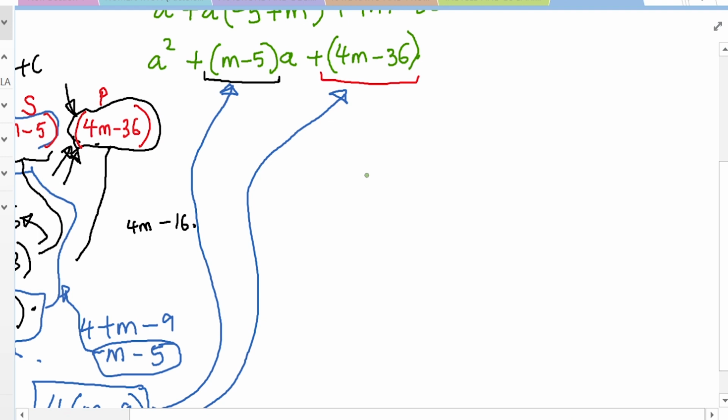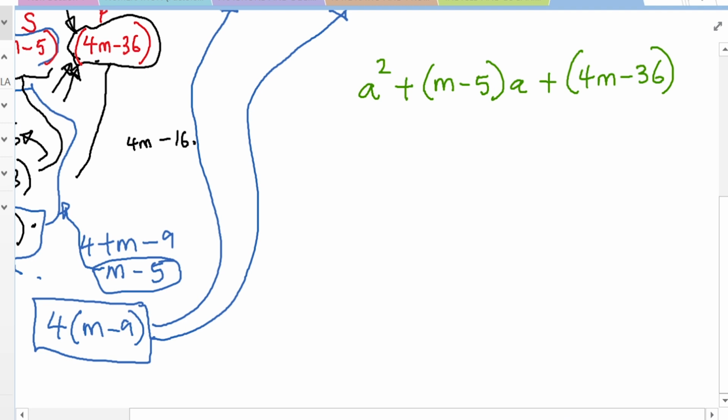So it means we are factorizing, remember? So it becomes a squared plus m minus 5a plus 4m minus 36, like that. So we are looking for the two numbers, and we got the two numbers, which are 4 and m minus 9. And so those two numbers are going to come and displace the middle part.